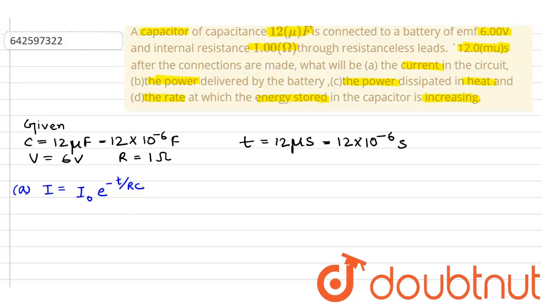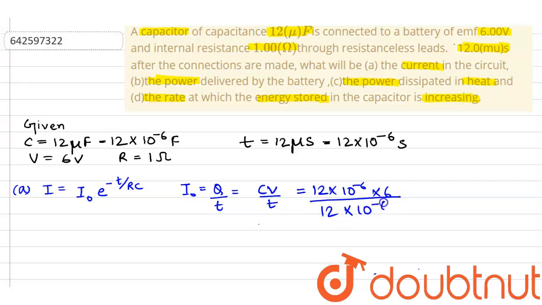But here we don't know the value of I naught. I naught can be found by simply considering Q, the charge, upon time. And the charge formula is C into V, so I naught is C V upon t. We can put in the values. We know the value of C, which is 12 into 10 raised to power minus 6. For V it is 6. And for t it is 12 into 10 raised to power minus 6 again. So our I naught is going to be equal to simply 6 ampere.